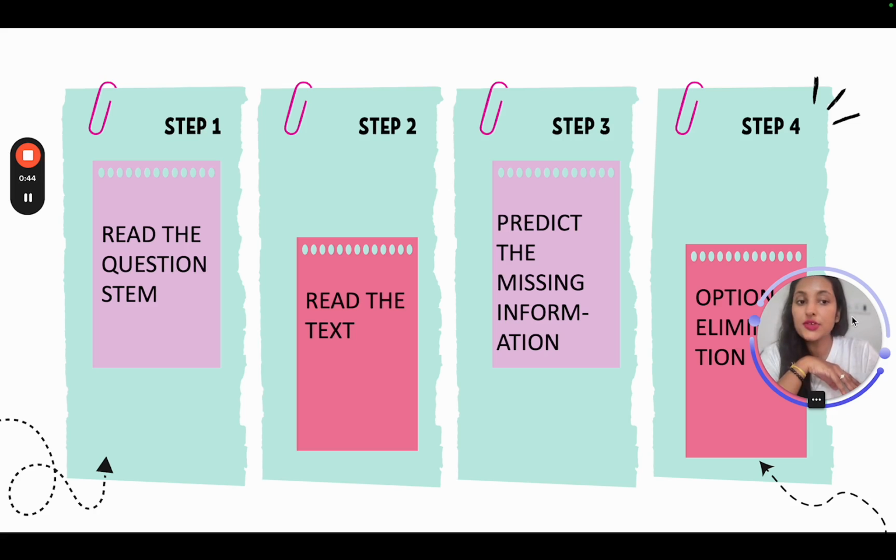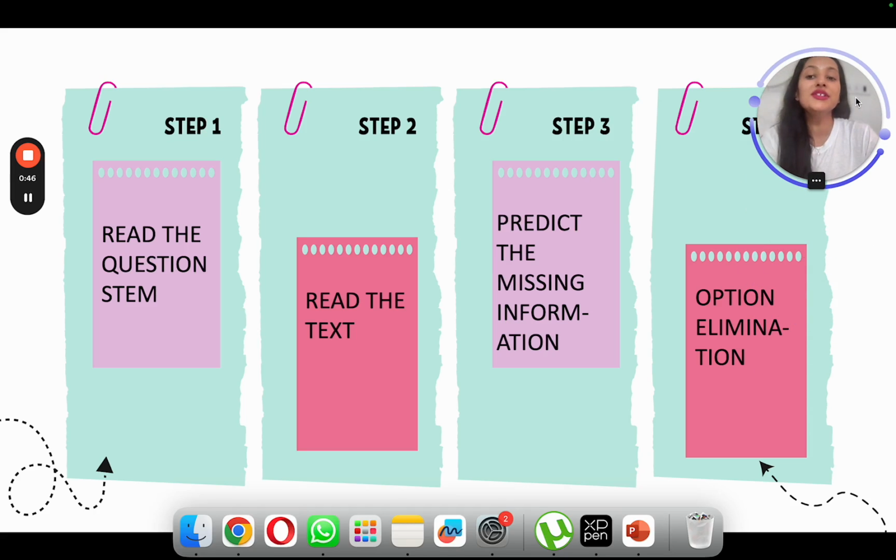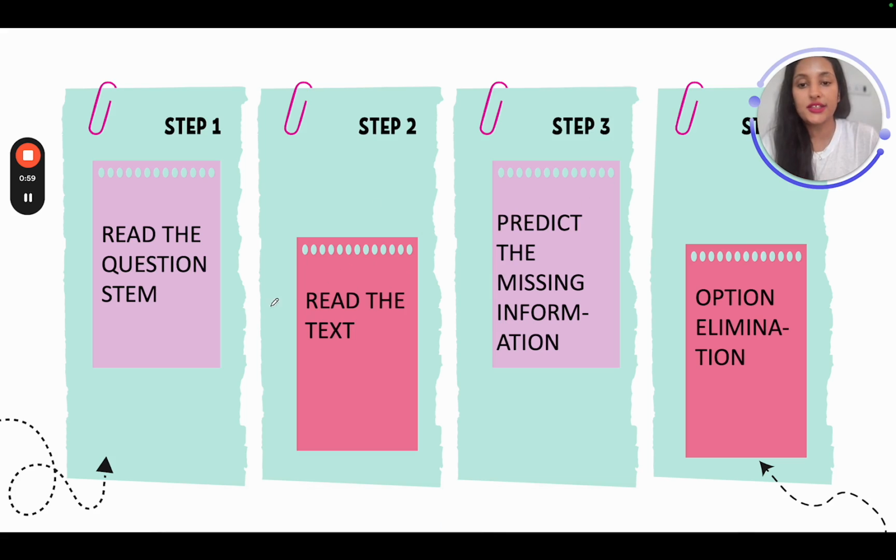Step 1 is read the question stem. That's going to be the same for all the question types that we are going to see in the reading and writing section of the digital SAT. You have to read the question stem to understand which type you're dealing with. The second step is going to be that you read the text. Right now you will go ahead and read the text. Now how you're going to read the text, we'll see that later in this video.